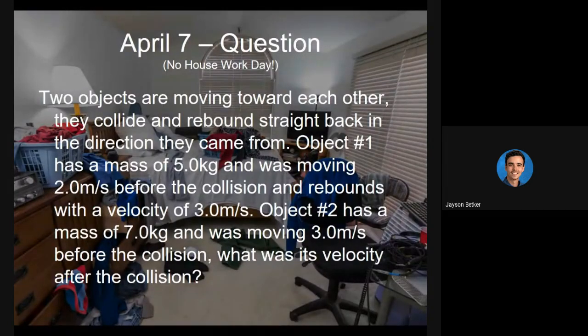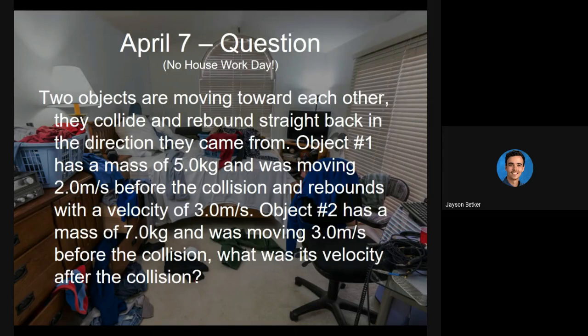So there you go. This might be a little bit tricky, so I want you to pause after I finish reading it because this might be kind of tough. This is a throwback to what we were doing before spring break, when we were talking about two objects colliding with each other and that conservation of momentum between them. So two objects are moving towards one another, collide, and they rebound straight back in the direction that they came from. So it makes our problem a little bit easier. We don't have two dimensions going on here.